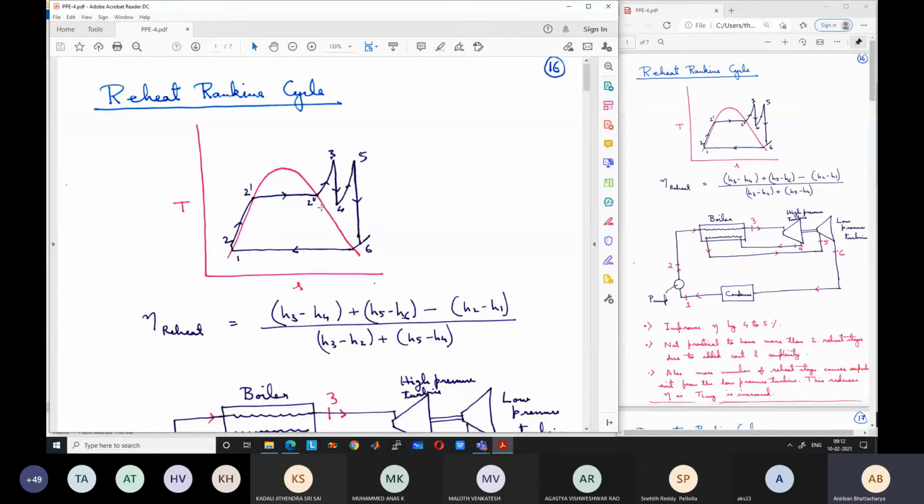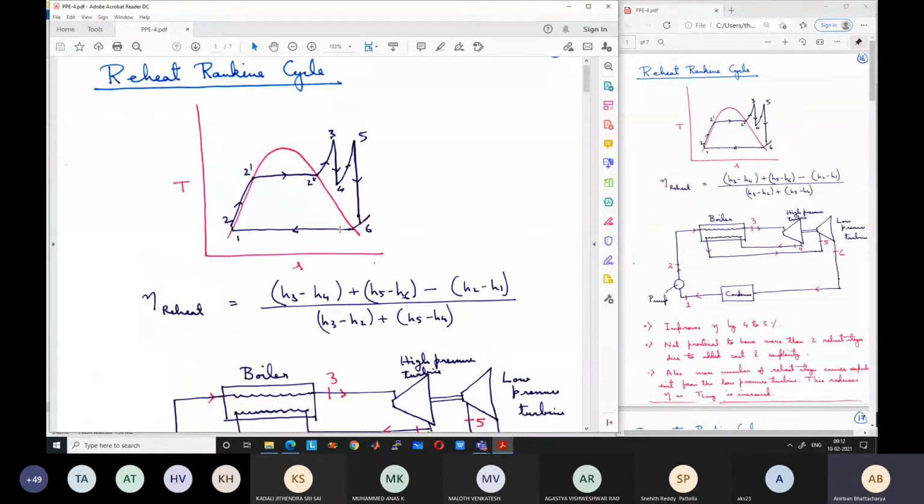This is one direct advantage. In general, the efficiency also increases because the second heat addition occurs at high temperature. The average temperature of heat addition increases. In general, the efficiency also increases by 3 to 4%. And calculation of the efficiency is very simple.